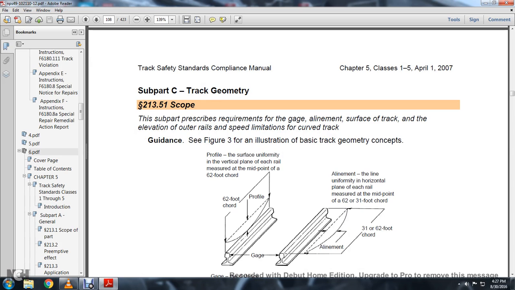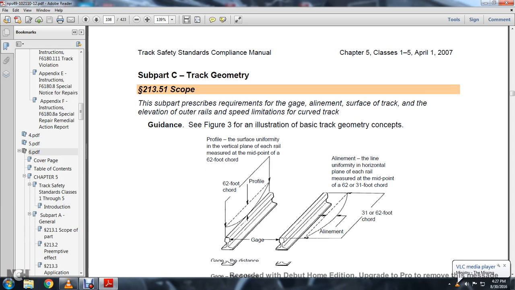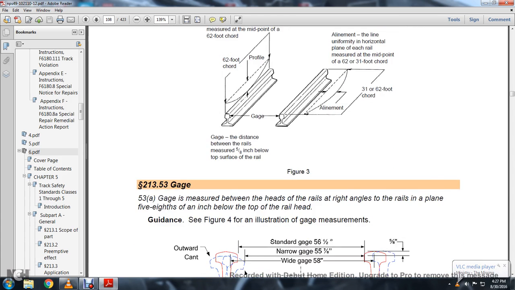Profile is the surface uniform in the vertical plane of each rail; the measurement is at the midpoint of a 62-foot chord. Profile, with the gauge and alignment, in 31 and 62-foot chord alignment is the uniformity in the horizontal plane. Each rail measurement is at the midpoint of 62 and 31-foot chords.